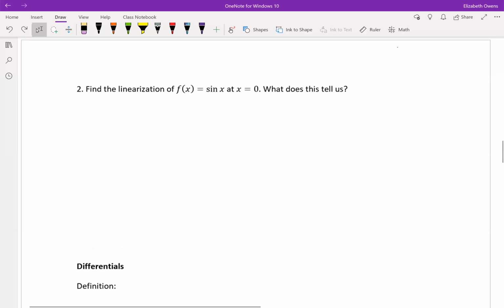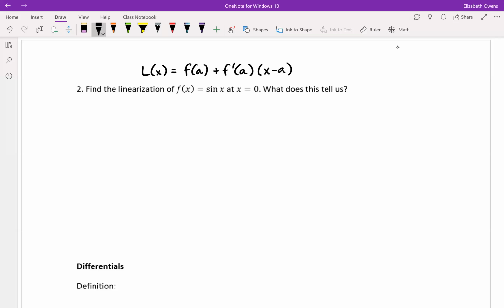For our next example here, we're going to come up with a linearization of f of x equals sine x at x equals 0, and then we'll look at what that tells us. Let's remember our linearization formula. L of x equals f of a plus f prime of a times x minus a. And in our case here, our a value is 0.